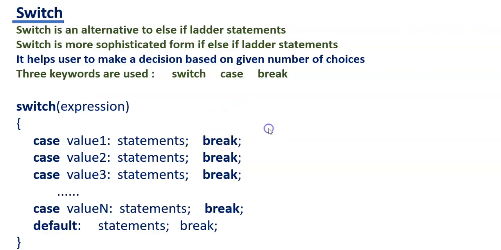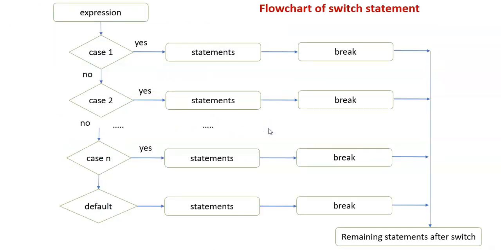Now we see the flowchart of the switch statement. Initially we give an expression. The expression is matched with the first case. First of all, it is compared with the first case. If the first case value matches, then its related statements are executed. Then the break statement is used to get control out of the switch statement. By using break, we get out of the switch statement. Then automatically the remaining statements after the switch statement are executed. No other case is executed.